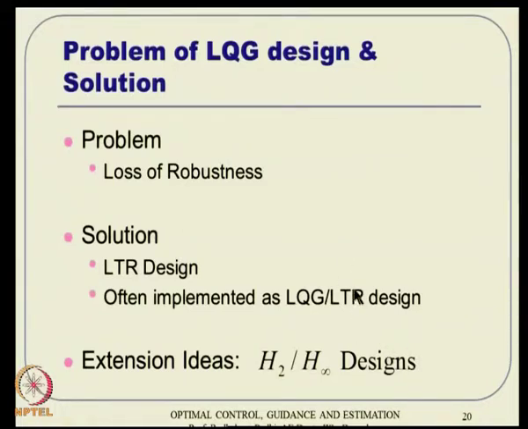Alright, so that is that part of the story. LQR and then Kalman filters lead to LQG, and LQG has a little robustness problem. So, we bring in this concept of LTR, which gives us a way of selecting this Q and R matrices, which will give us some sort of robustness back. So, LQG LTR turns out to be a good practical design approach.